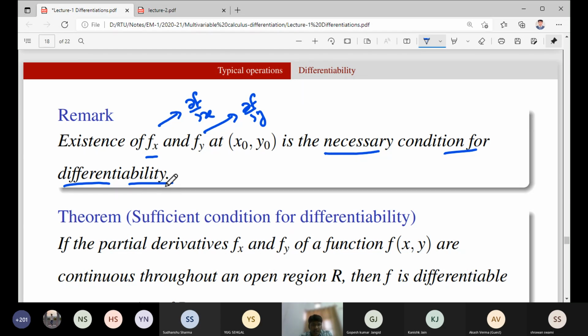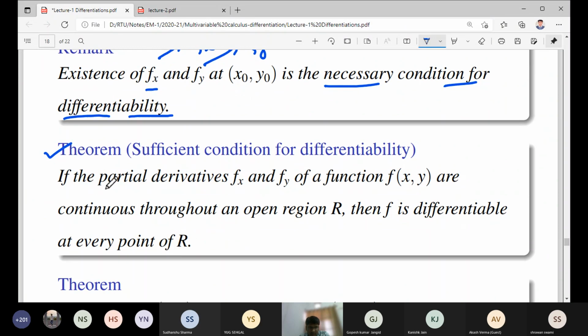Now, what is the sufficient condition for the differentiability? This is stated by this theorem. If the partial derivatives f_x and f_y of a function f(x,y) are continuous throughout an open region R, then we say that our function f is differentiable at every point of R. So this is our sufficient condition to prove that your given function is differentiable or not.